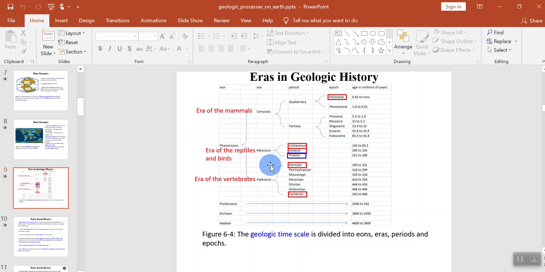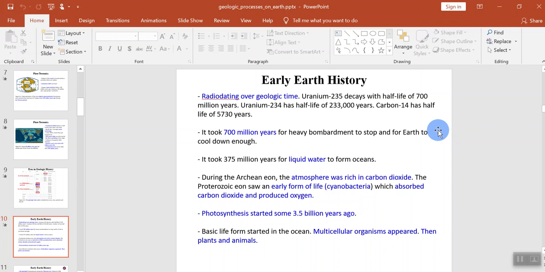Paleozoic, Mesozoic, Cenozoic. Very good. Yeah, early Earth history. Radio dating allows us to find out timescales over geologic time.